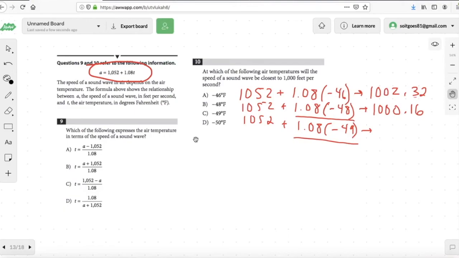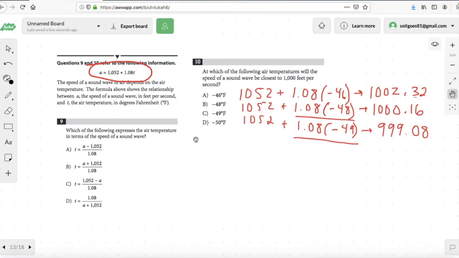I got 999.08. Ooh, 999.08. Which one is closer, by the way? B or C? Which one's closer to 1,000? B. B is closer, right? It's only 0.16 away, and C is like 0.92 away. They're both close, but B is closer.